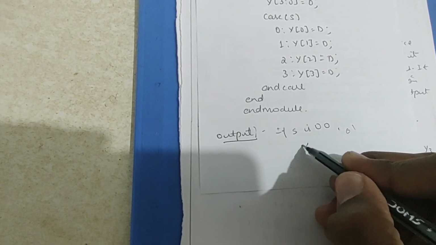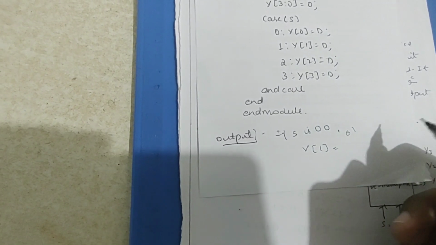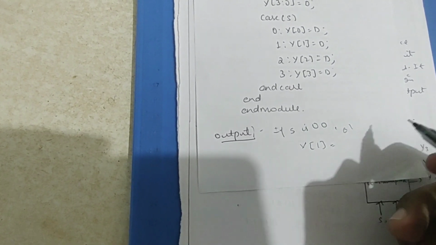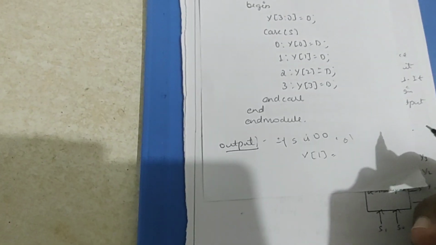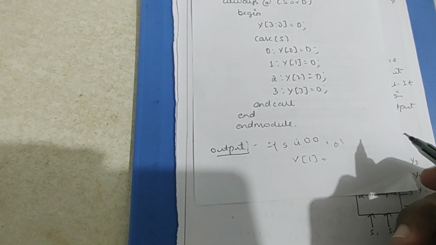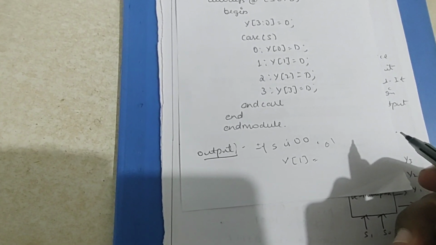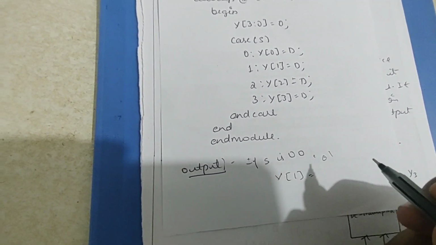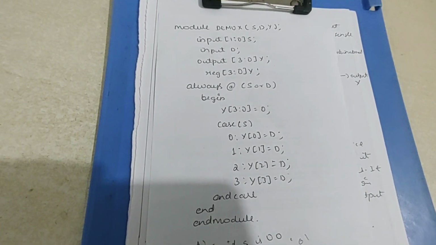set to the value of D, and the other outputs remain at 0. Overall, the outputs Y[3:0] will reflect the value of D on the specific output determined by the select lines, and the other outputs will always remain the same in the demultiplexer program. Here is the program.